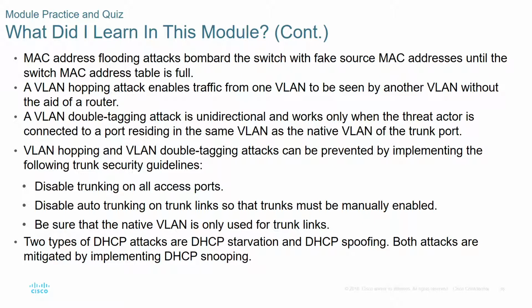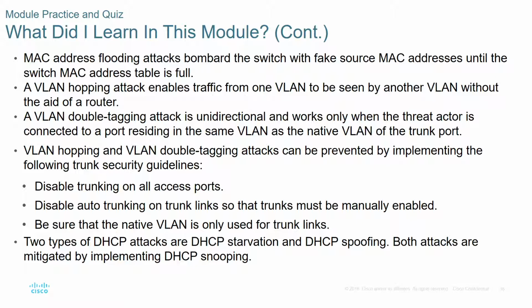MAC address flooding attacks bombard the switch with fake source MAC addresses until the switch MAC address table is full. A VLAN hopping attack enables traffic from one VLAN to be seen by another VLAN without the aid of a router. A VLAN double tagging attack is unidirectional and works only when the threat actor is connected to a port residing in the same VLAN as the native VLAN of the trunk port.